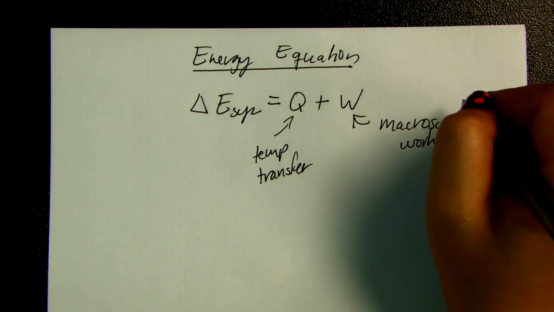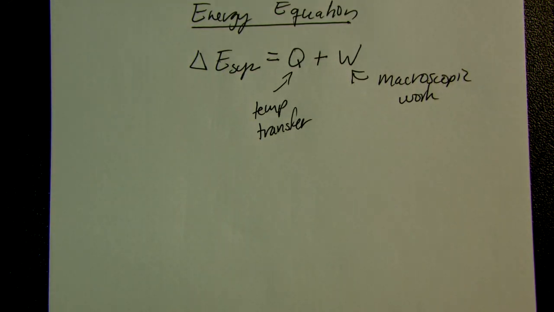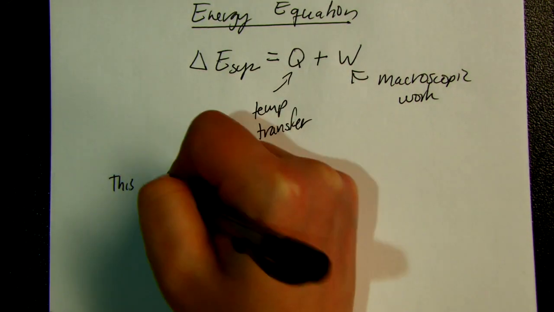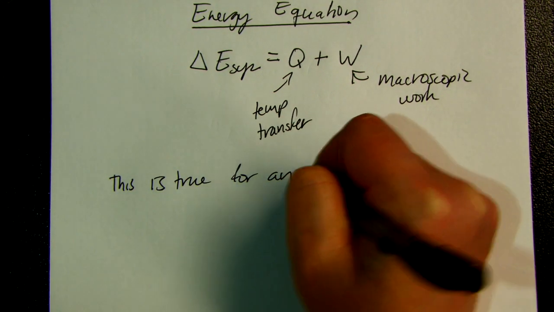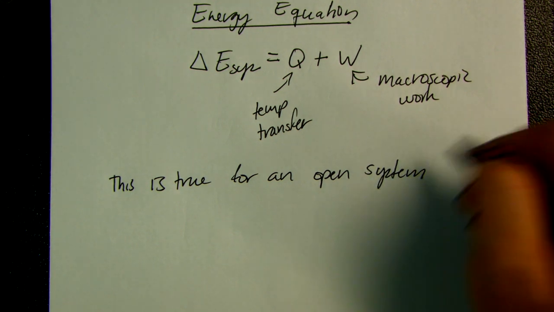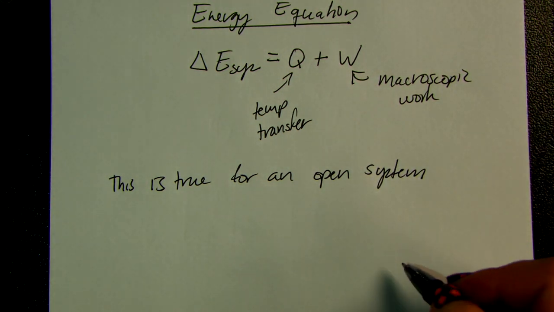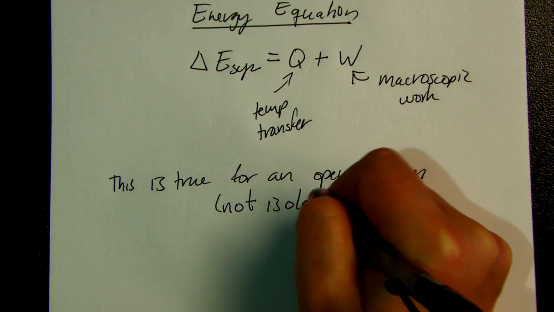So in our previous problems that we've been working on, there simply was no temperature transfer that we were including. So now that we know this expression, we can now solve problems where that doesn't need to be neglected or where it's actually happening. And this is true for something called an open system. And yes, we do have a nice discussion of open and closed systems coming up. So in other words, not isolated.